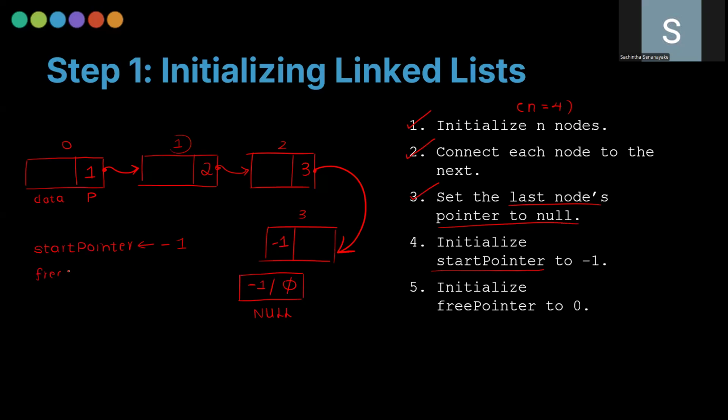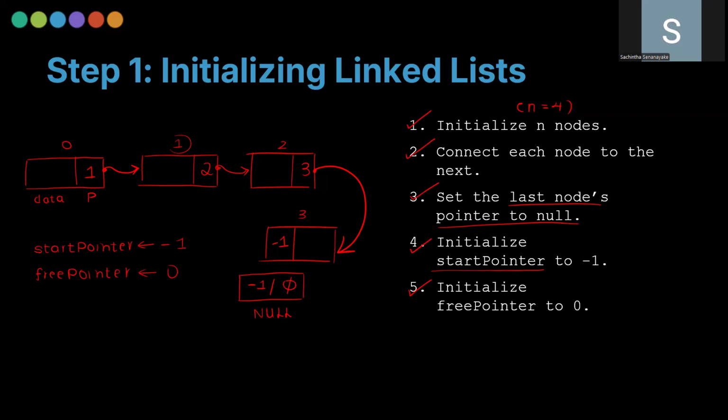Free pointer is set to 0. Free pointer points to the index, or is the index, of the node that the next value should be stored at. So as you can imagine, the reason why free pointer is 0 is because if we were to add a new value to our linked list, that new value should go to index 0 because that's the first free node of a linked list. But that's about it.